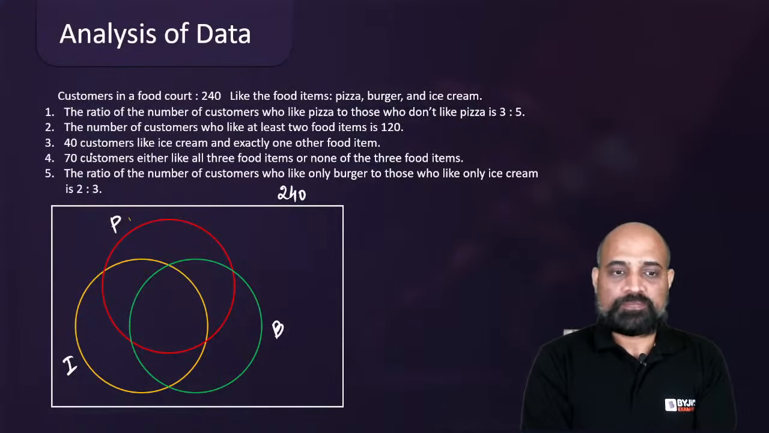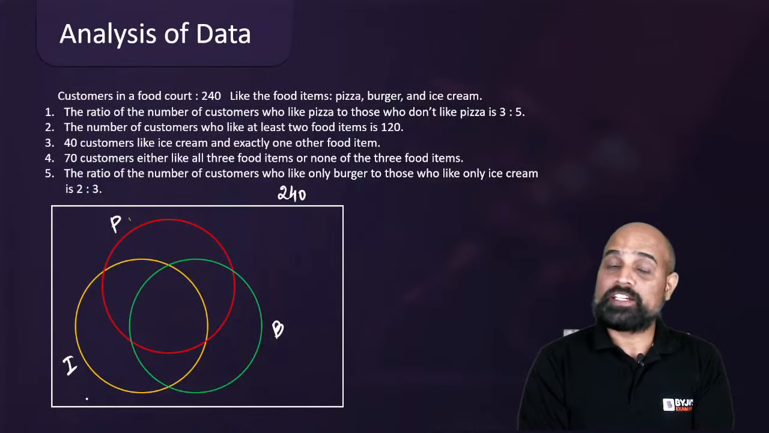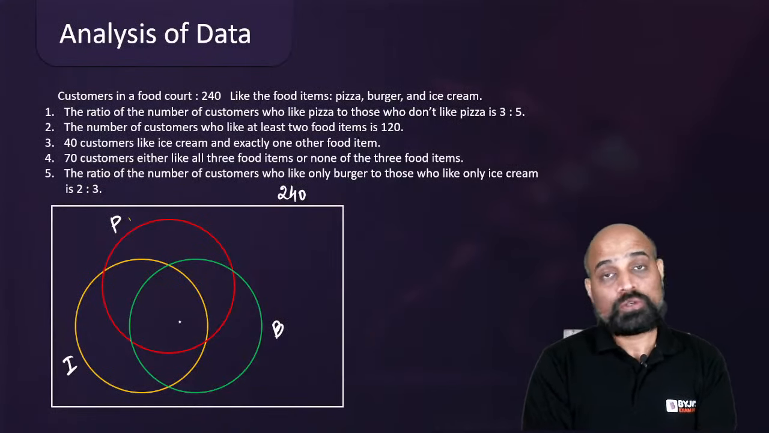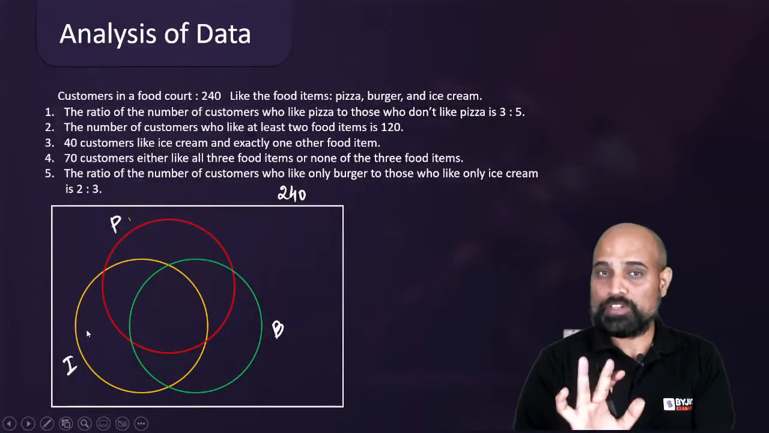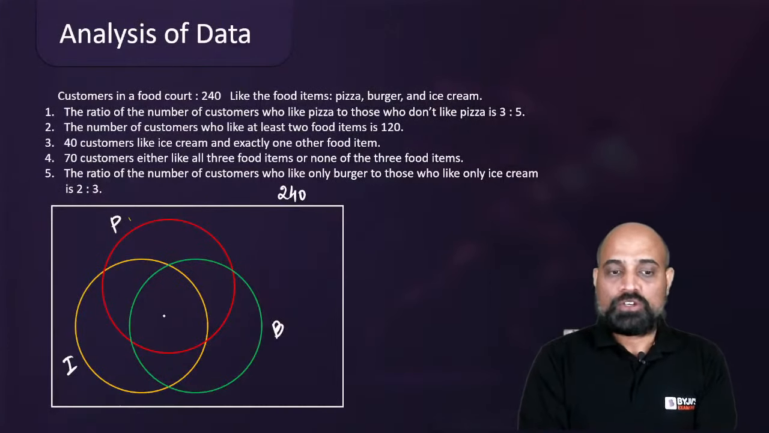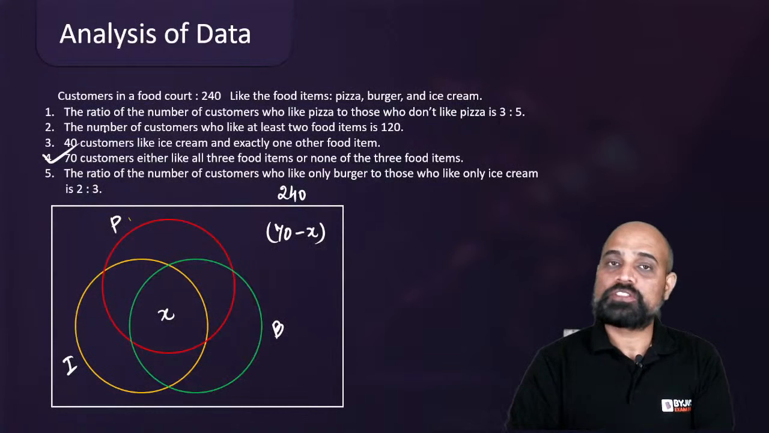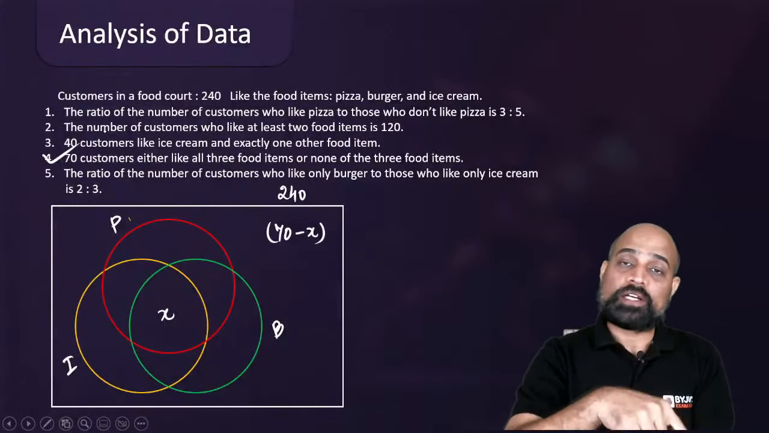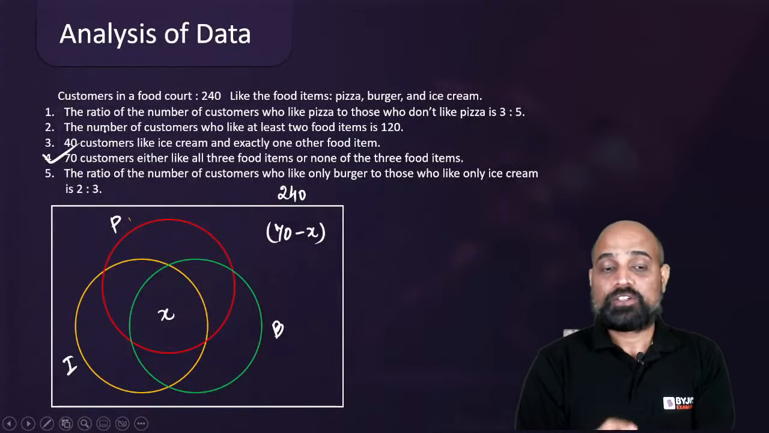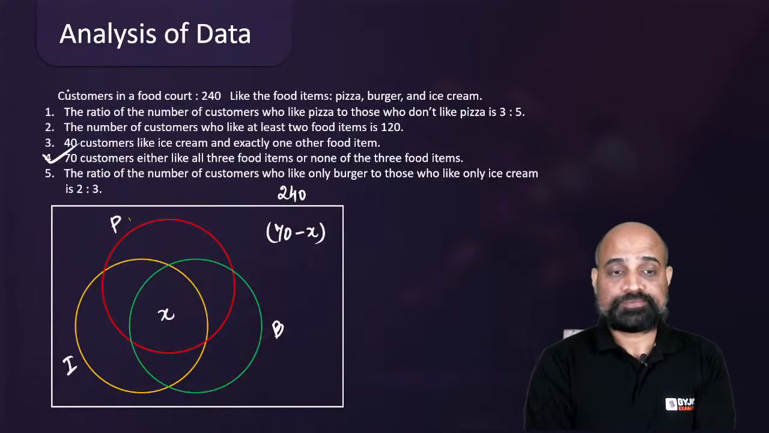So it says 70 customers either like all 3 food items or none of the 3 items. So ये दोनों कुछ है, इनका sum 70 है. We will try to minimize the number of variables. Okay. So if we take this as x, the number of people outside will be 70 minus x, right? We are done with the fourth statement. And then now we will go one statement after another statement. जो भी fix है वहां से शुरू करेंगे.